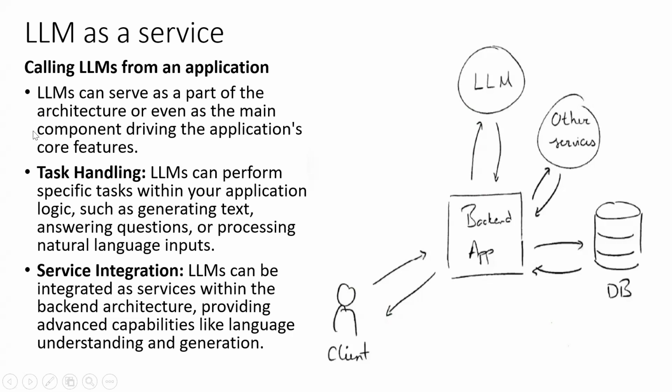So calling LLM from an application: LLMs can serve as a part of the architecture or even as the main component driving the application's core feature. LLMs can perform specific tasks within your application logic, such as generating text, answering questions, processing NLP inputs. For service integration, LLMs can be integrated as a service within the backend architecture, providing advanced capabilities like language understanding and generation. Okay. Right? So based on your use case, you will just create some prompt and give that prompt to the LLM, and it will give you the output. So these are the different ways in which you can use LLMs, and this is the architecture basically.